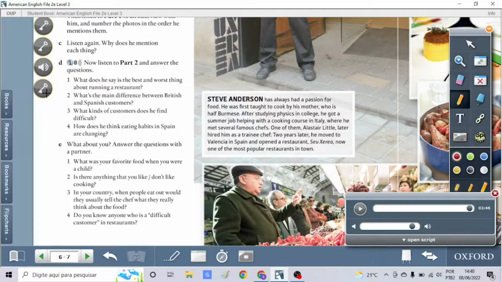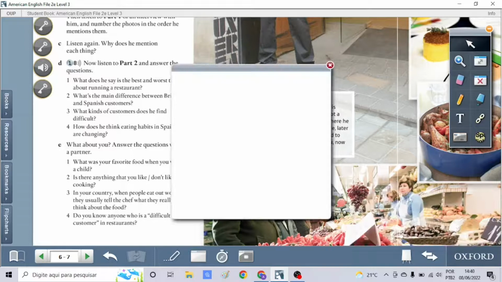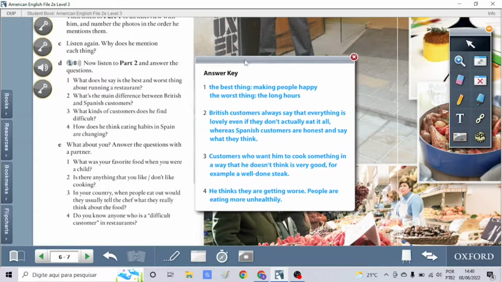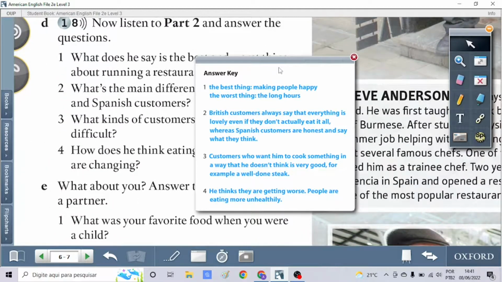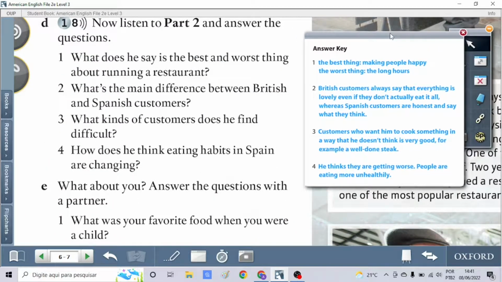Okay, let's check the answers now. So for question number 1, what does it say is the best and worst thing about running a restaurant? So he mentions that the best thing is making people happy. And the worst thing are the long hours. Question number 2. What's the main difference between the British and the Spanish customers? The British customers always say that everything is lovely, even if they don't actually eat it all. Whereas the Spanish customers are honest and they say what they think.